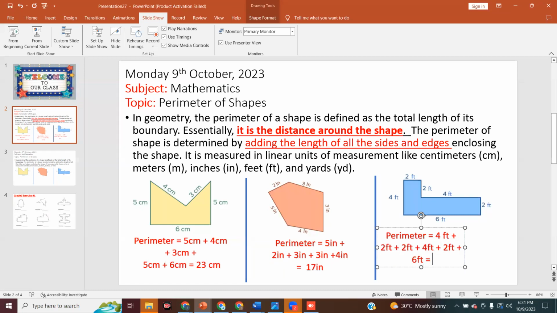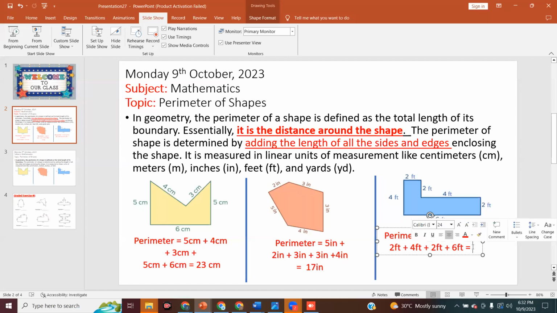All right. So when we add them all up, we know 4 plus 2 is what? 6. 6 plus 2 is what? 8. 8 plus 4 is what? 12. 12 plus 2 is? 14. 14 plus 6 is? 20. So the answer is 20 feet.